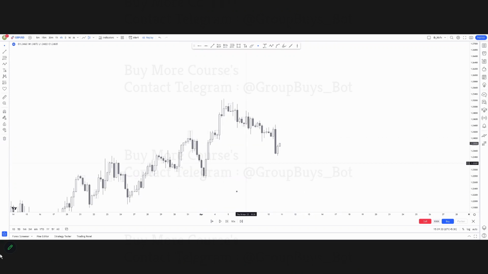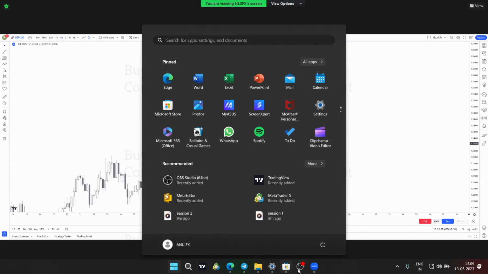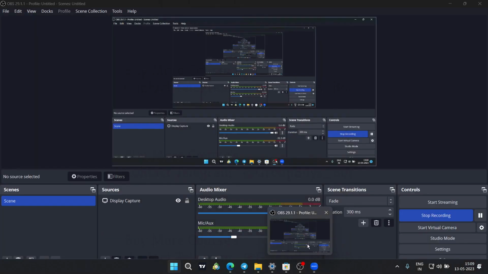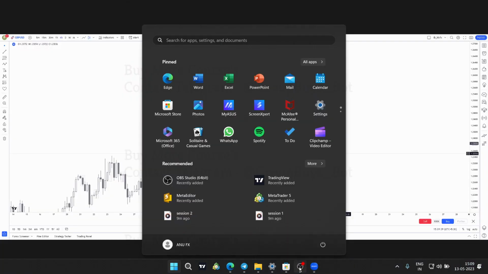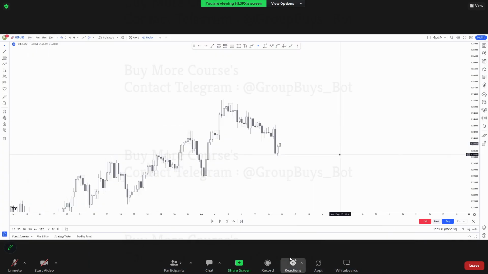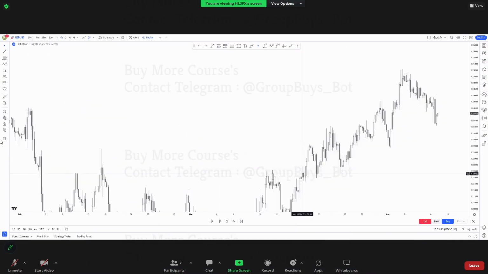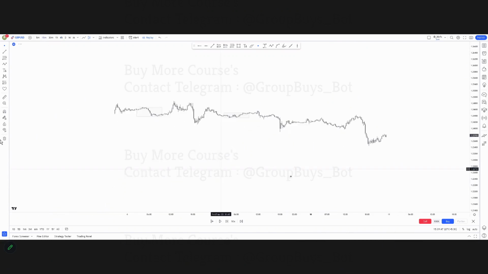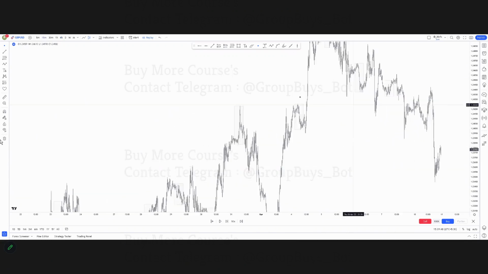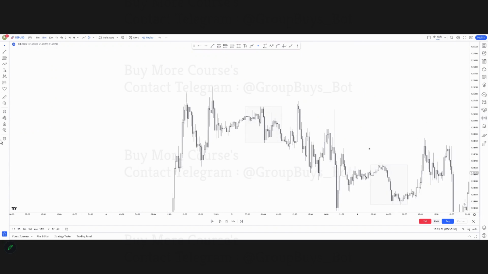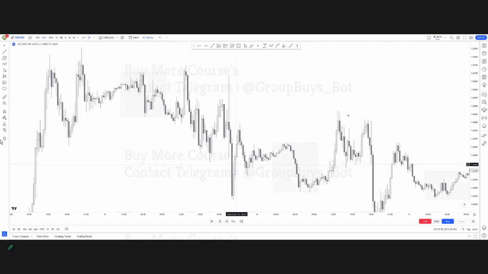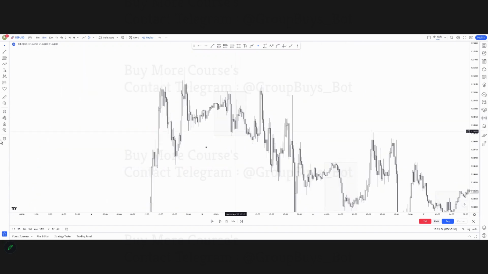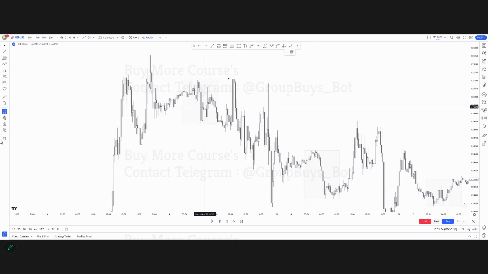Where did I stop? I stopped at the ping pong algorithm, right? So now I'm going to show you the real examples on charts, how the ping pong algorithm really works. Let's say I'm here, right? Basically, how I was trading earlier using this ping pong algorithm was like this.